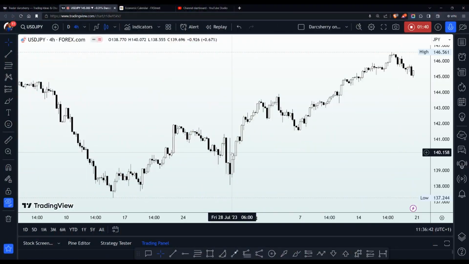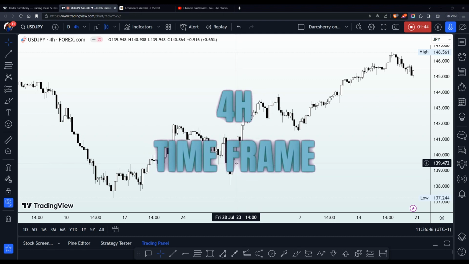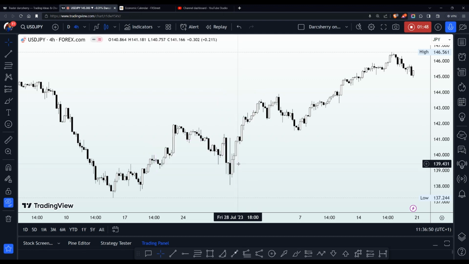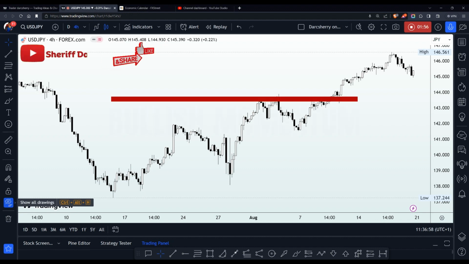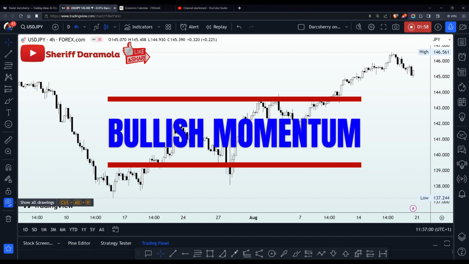So, in this edition, our spotlight shines on the 4 hours time frame where we shall be unveiling the potentials of both buyers and sellers at this juncture in the market. Now, looking at the 4 hours time frame, the first thing we will observe here is the fact that price action has been very bullish.